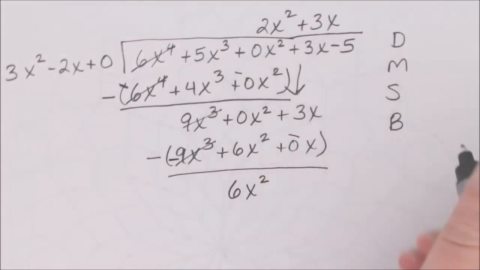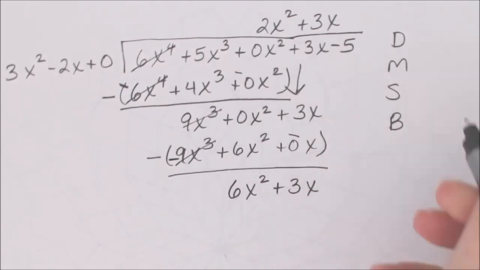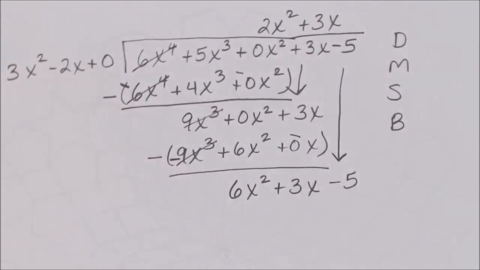And then 3x minus 0x, of course, is 3x. And then bring down, so bring down the 5. How do we know when we're done? Well, if we can go one more time without dealing with fractions, then we'll go one more time.